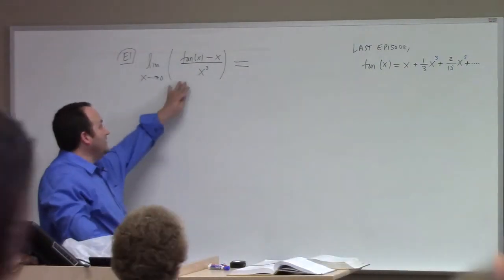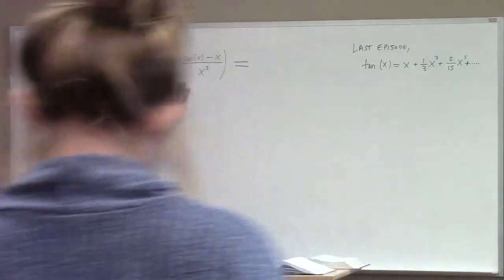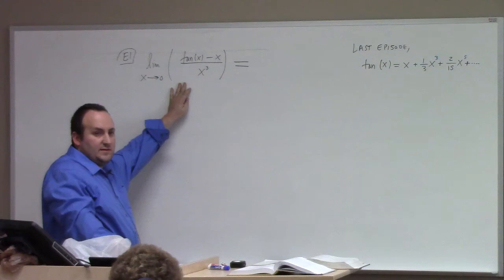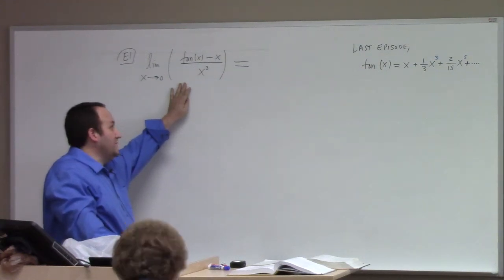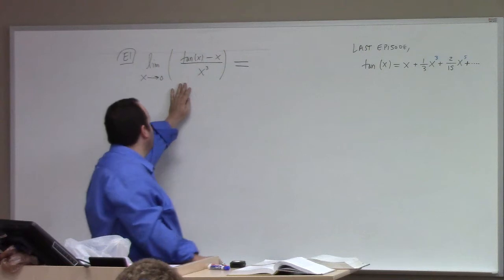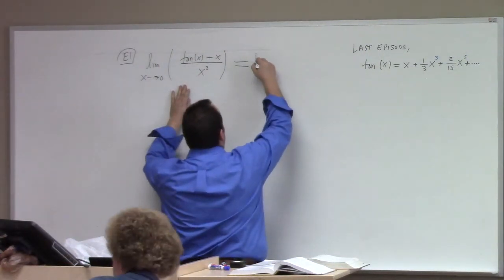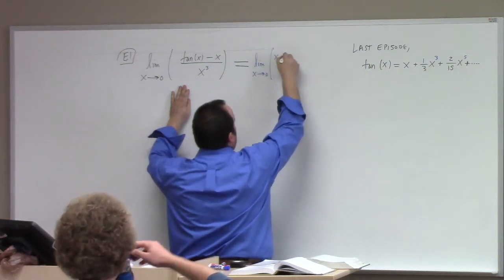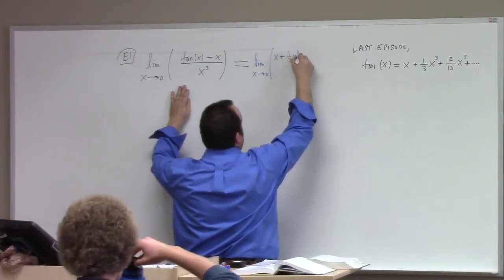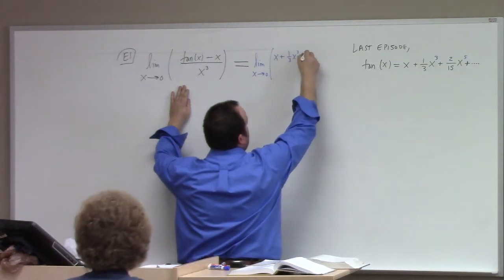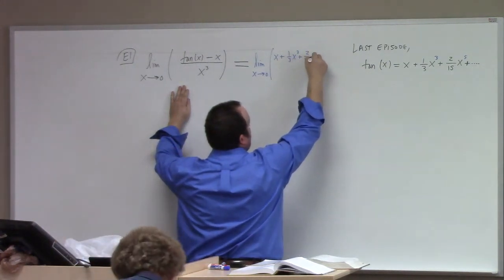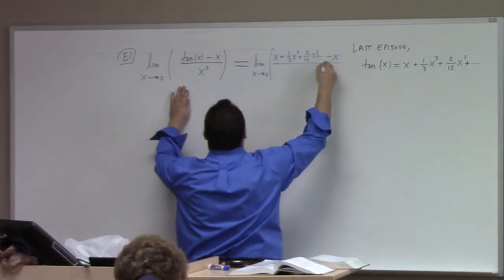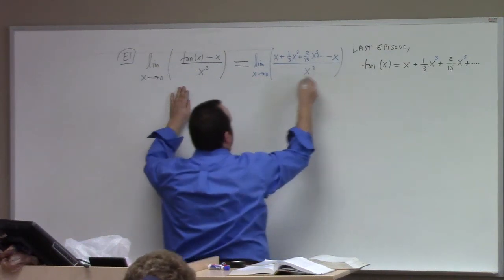Now, this limit you could do with L'Hopital's, and I think three applications of L'Hopital's gets it. But look at how you can do it with series. If you know the power series, in this case the Maclaurin series for tangent, we can replace this with the following: x plus 1/3 x cubed plus 2/15 x to the 5th, and then we subtract x from that and divide by x cubed. So what does that work out to?